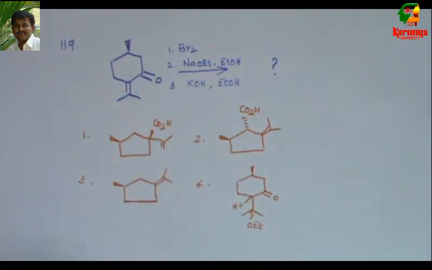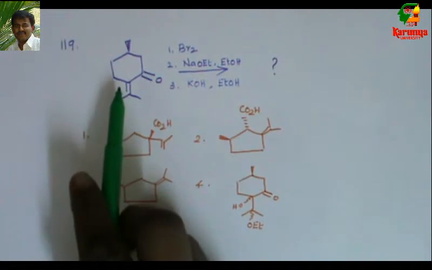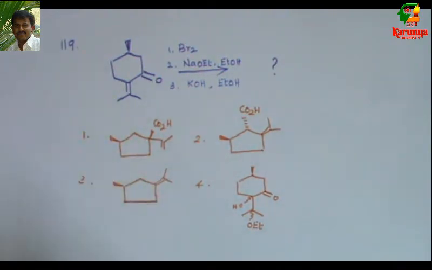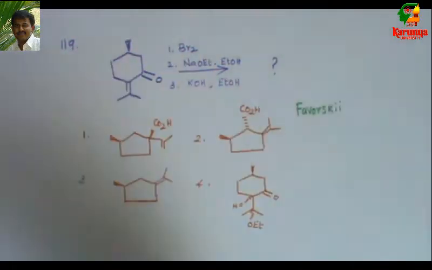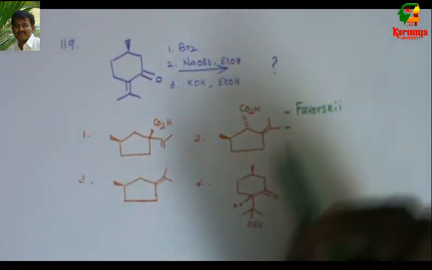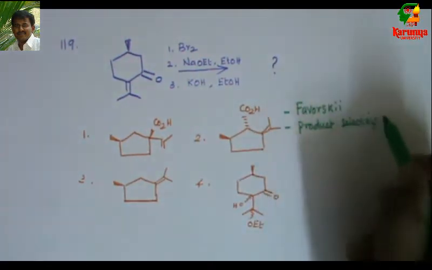The first three compounds are ring contracted products. The fourth one is still a 6-membered ring, but the double bond has undergone dioxyfunctionalization. Which one is correct? In order to solve this, you should know Favorskii rearrangement and the product selectivity in that reaction.